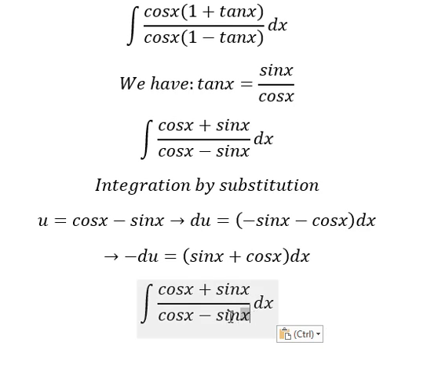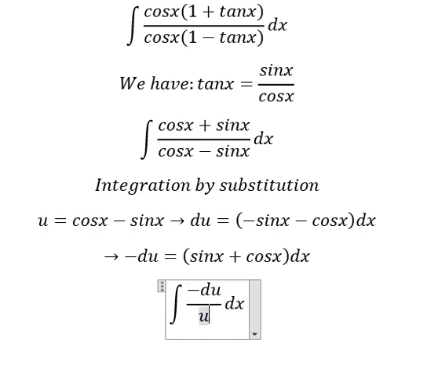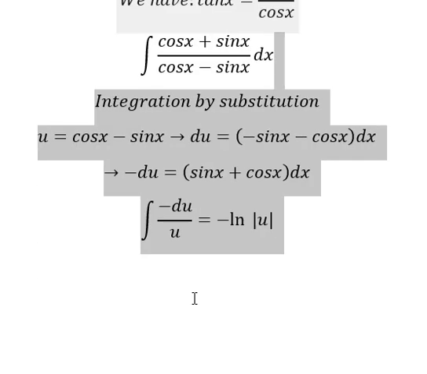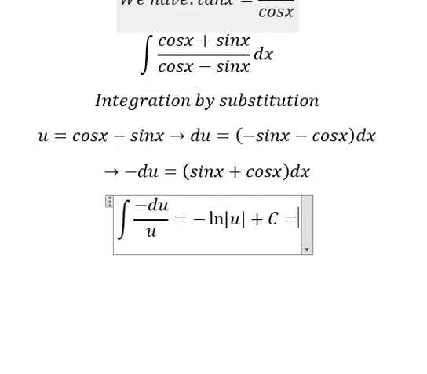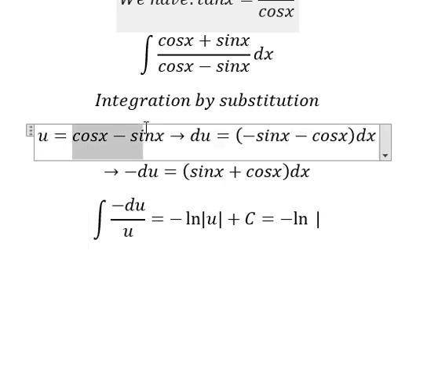Next, this one we change for u. This one with dx we change for negative du. So the integration of this one we have like this, about u, that is about this one.